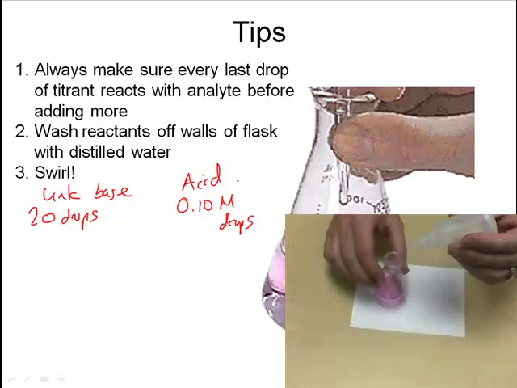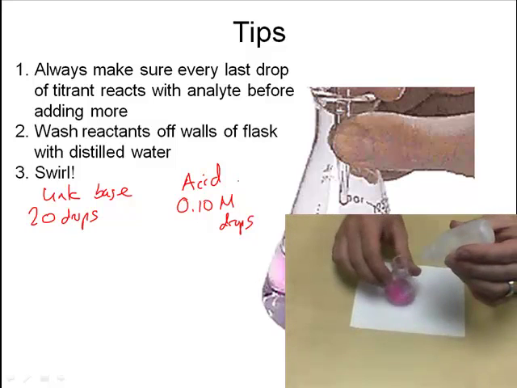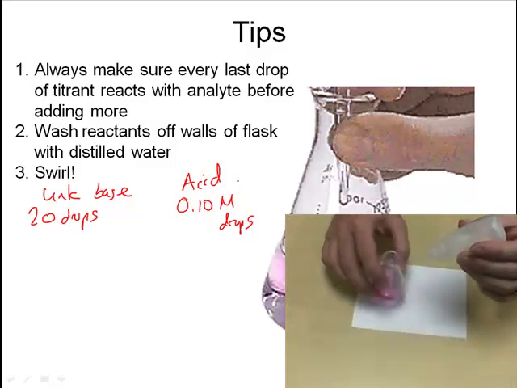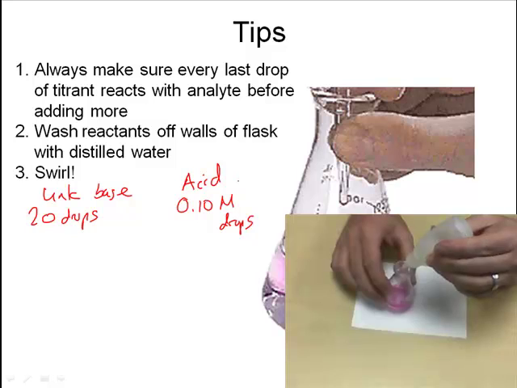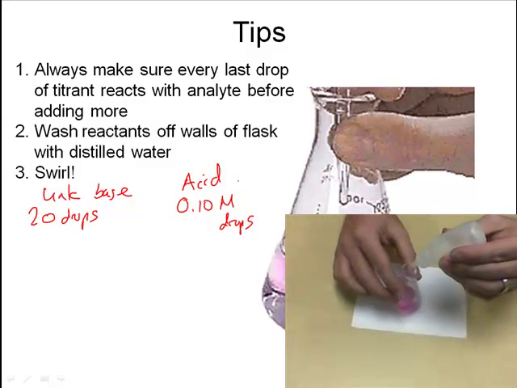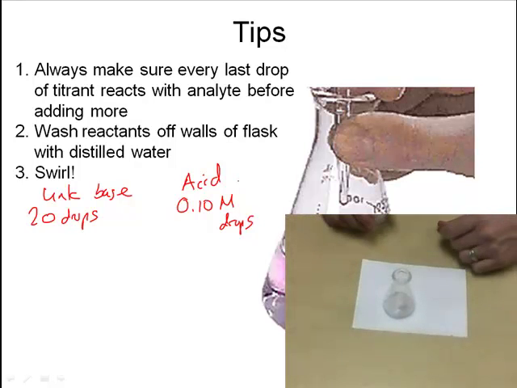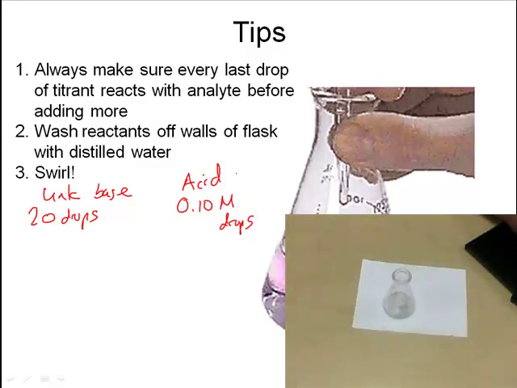11, 12. That's starting to get clearer when I drop it in. 13, 14, 15. So in this titration, we were between 14 and 15 drops. So it looks like in the 15th drop, that's when it turned clear. So the best estimation on this one with a small scale is that I had 14 drops of acid to be at the equivalence point.